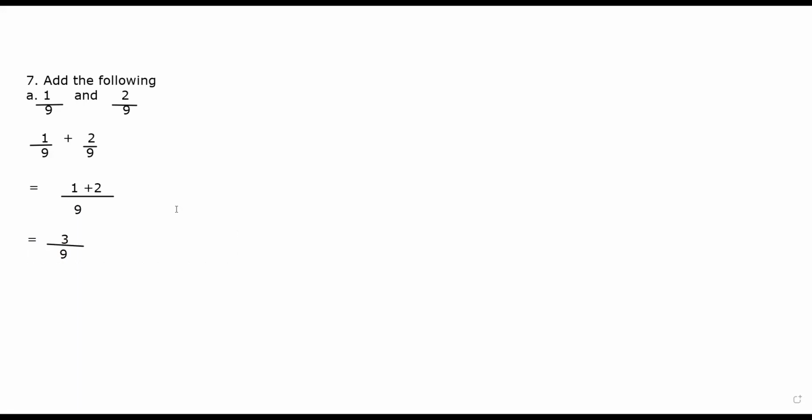Okay, my dear students, now we have to cancel out. When we divide the numbers 3 and 9, they are divided by the same number 3. So this will become 1 upon 3. The answer will be 1 upon 3. Done. Now, my dear students, look at this B part.